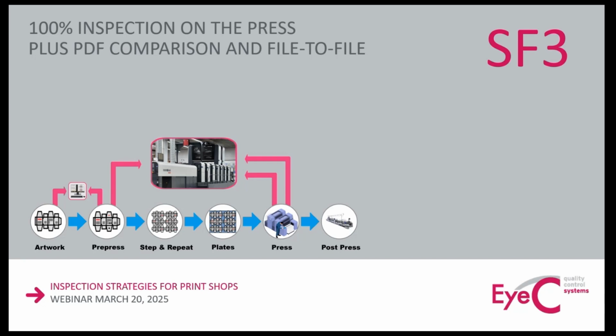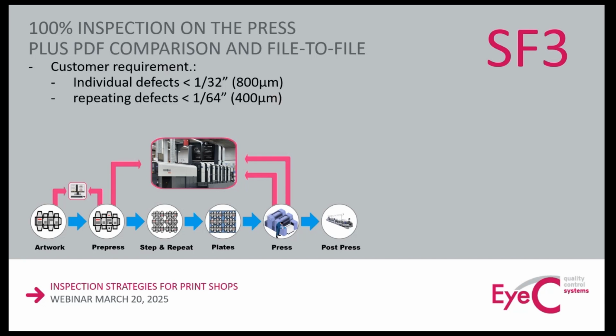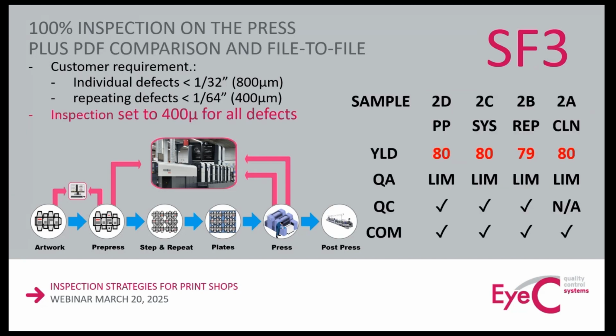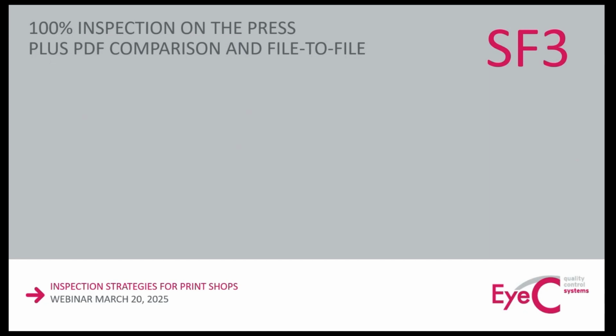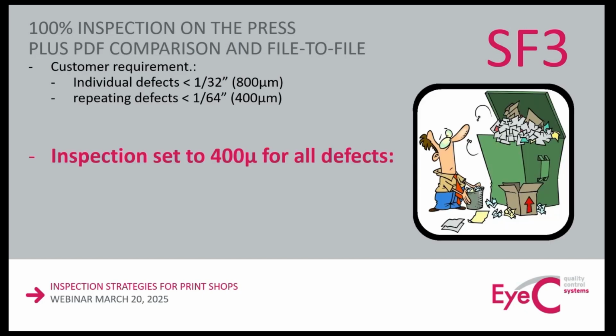But first, I want to use this sheet fed example to highlight something else. If your customer has separate specs for repeating defects and individual occurrences, setting up the inspection system for the smallest specs for all types of defects just in case results in this. Look at our example number 2. With 2% of cartons containing at least one event exceeding 400 micrometers, you'd be losing 20% yield trying to catch a repeating defect that isn't even present in that sample 2A. So this idea results in unnecessary waste, and not just for the sheet fed example. It does that regardless of the printing process or the inspection strategy in use.